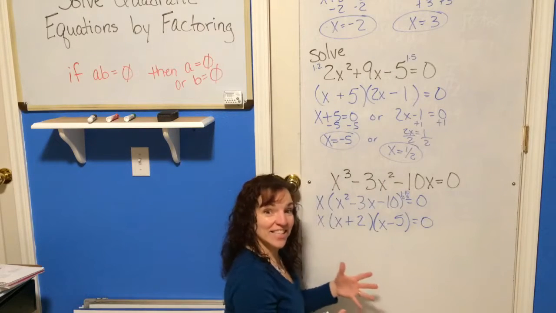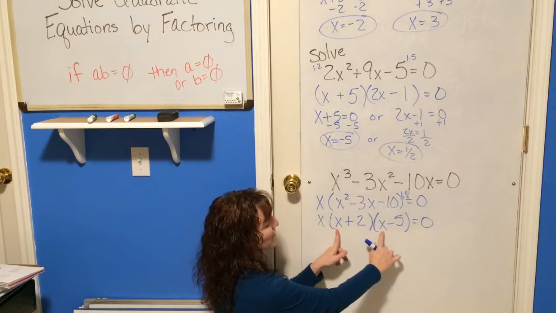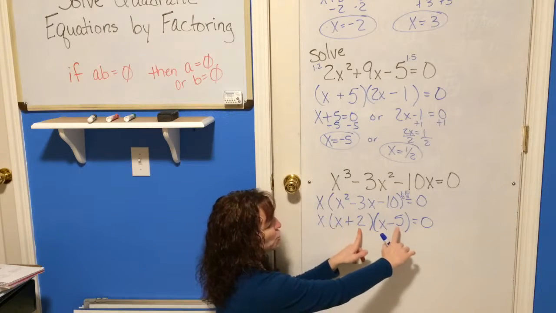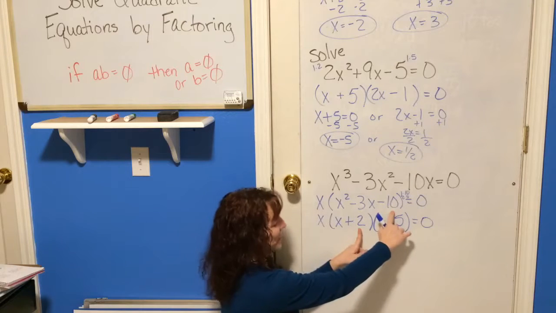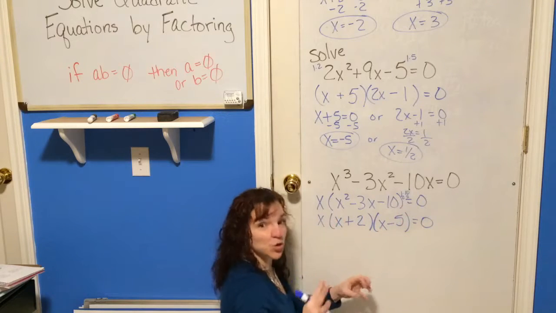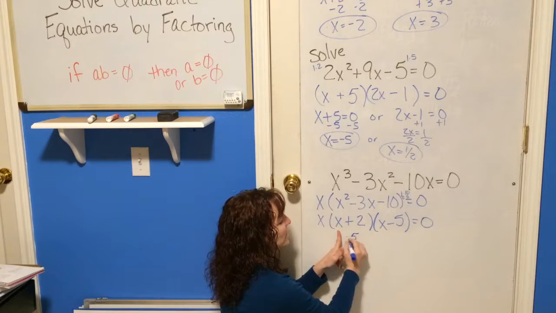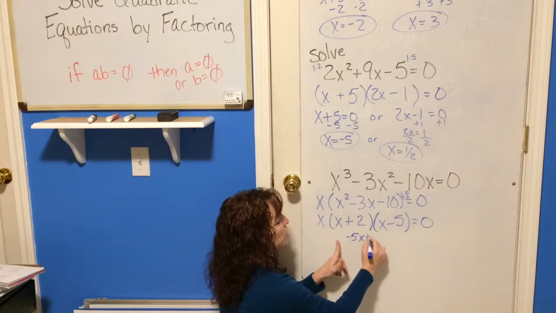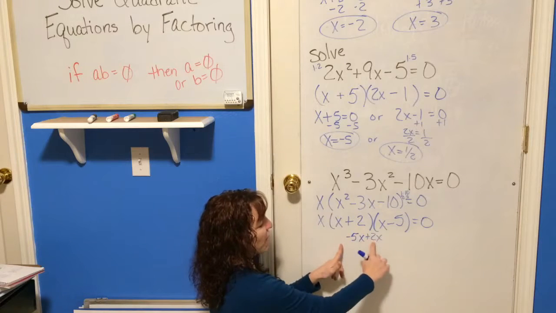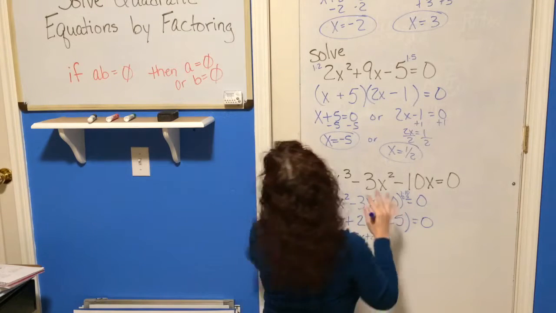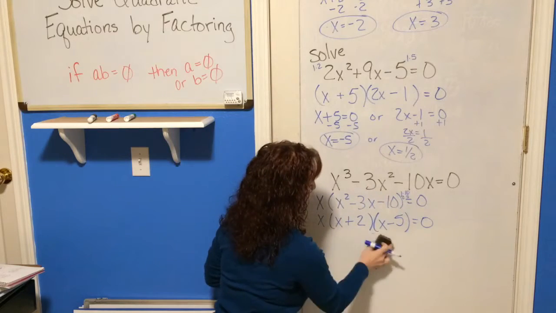Now I'm always going to check it to make sure. So x times x is x squared, yes. And my last terms, 2 times negative 5 is negative 10, yes. The outsides and the insides are trickier. Don't forget to check them. Negative 5x plus 2x. Negative 5 plus 2 is negative 3x. So my middle terms are correct. So I'm good to go.